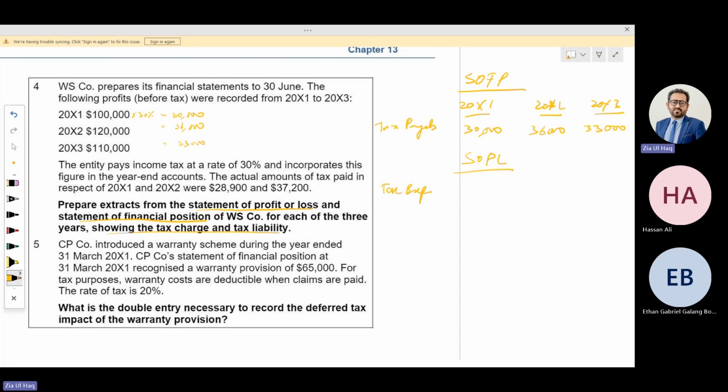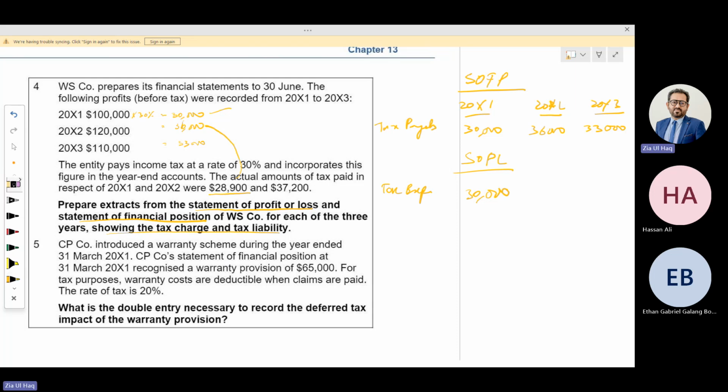We need to calculate the statement of profit and loss tax expense: current year plus under or over provision relating to previous year. For 20x1, instead of 30,000, they paid tax of 28,900. This means for year 20x1 there was an over provision of 1,100. That will be adjusted in 20x2 tax. So for 20x1, the tax will remain the same, 30,000. But for 20x2, 36,000 minus over provision of 1,100.